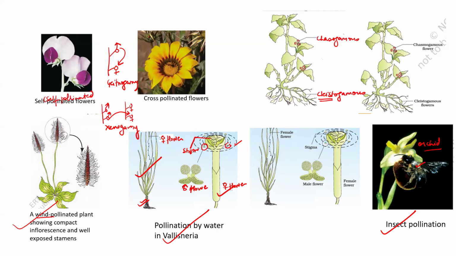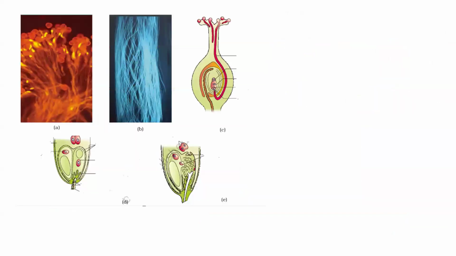Agents of pollination, you will find they are giving it, they are used two abiotic agents, that is wind and water, but biotic agent is only one. Clear? Please, biotic agent, please remember it's only one.